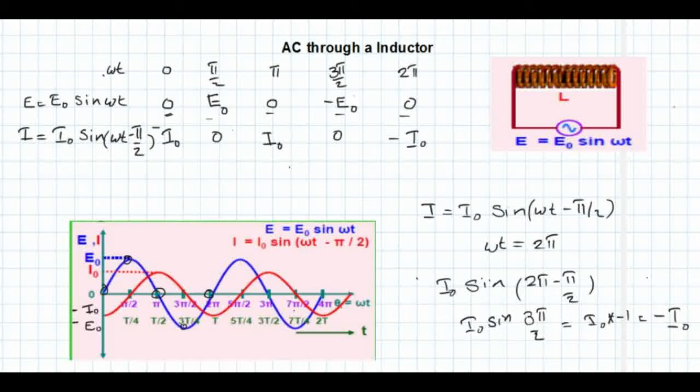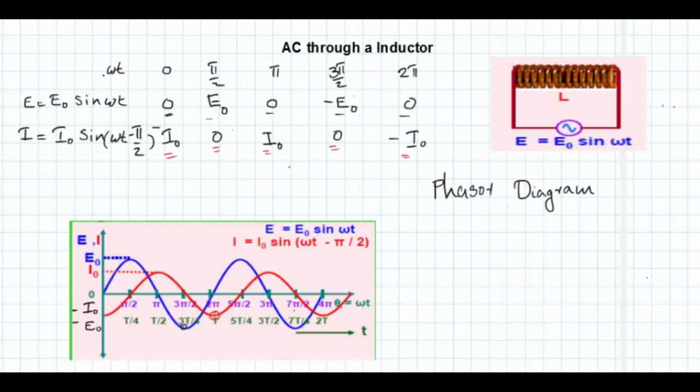Then similarly we can find the values of I0 with respect to this data given. So minus I0 for 0, then 0 for pi by 2, then I0 for pi, then 0 for 3 pi by 2, again minus I0 for 2 pi, right? So this is how the variation takes place.